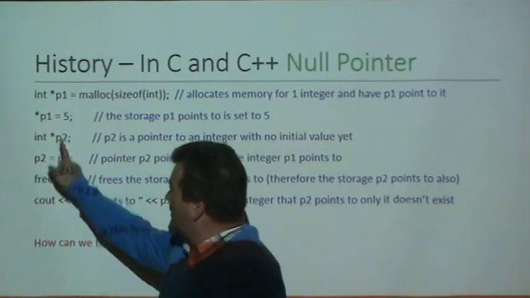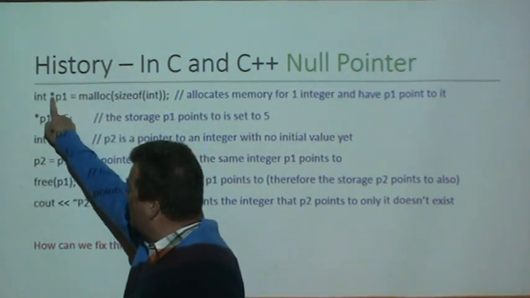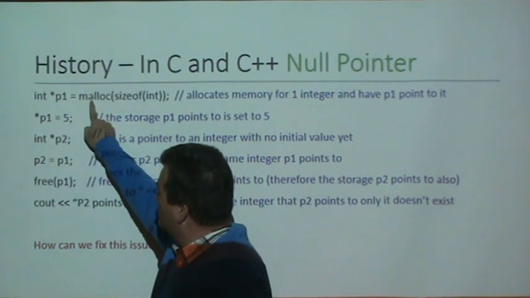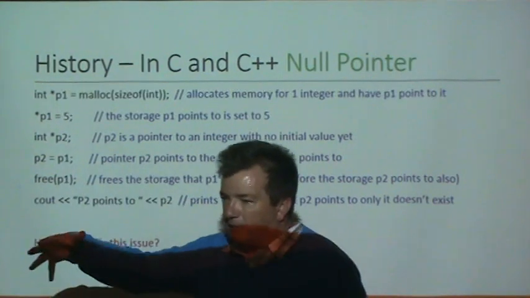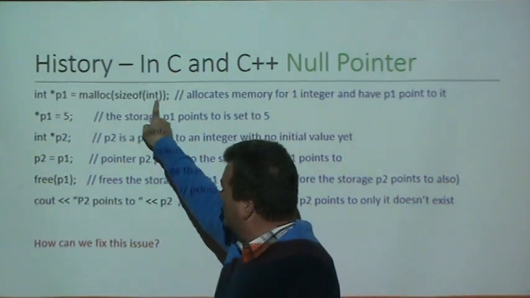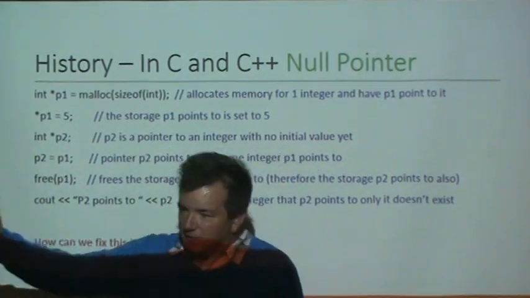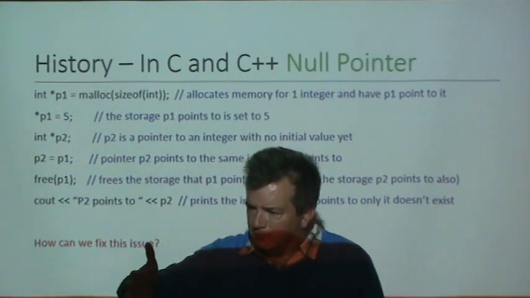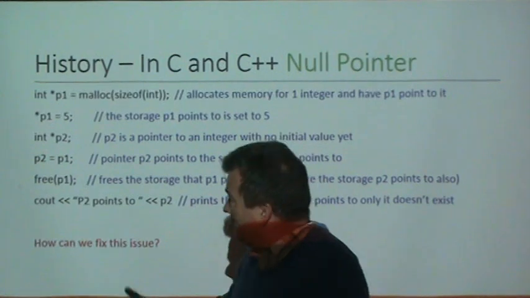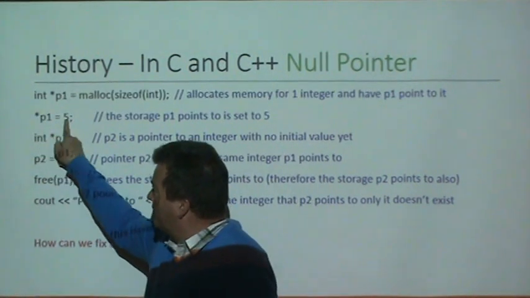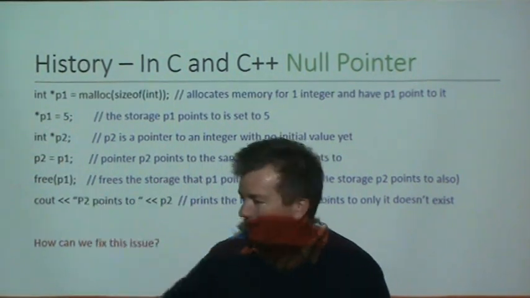Suppose we have an integer pointer P1, and it equals malloc, which is memory allocate. We can allocate memory, get a chunk of storage for an integer. That's what we're asking the storage manager: give me a chunk of storage for an integer, and I'm going to make P1 point at it. Then I can say the thing P1 is pointing at is equal to 5. So I'm putting a 5 in there.